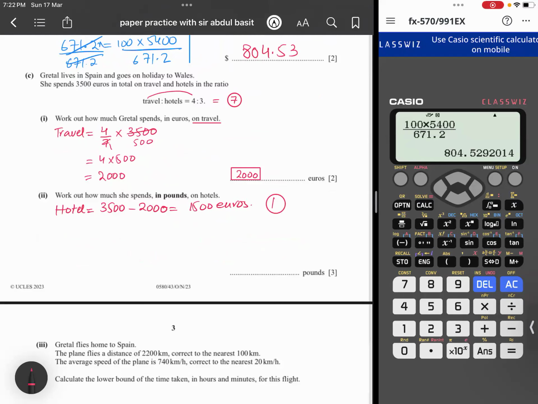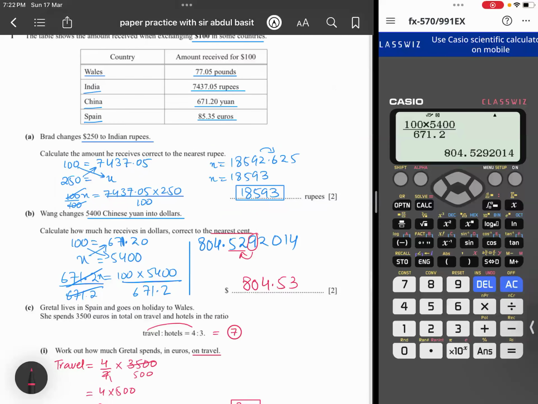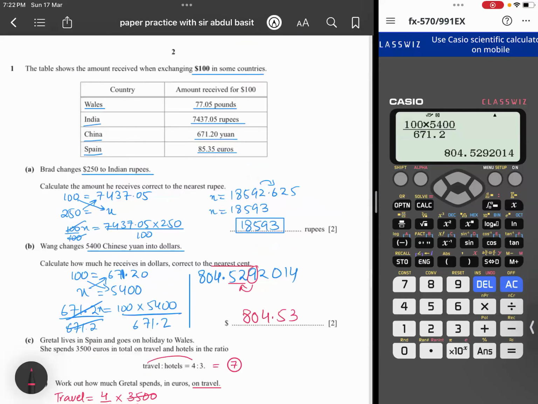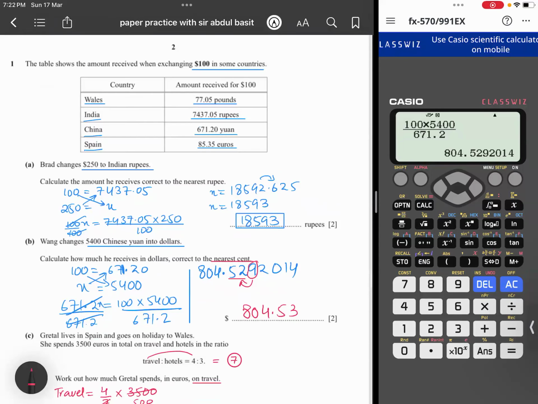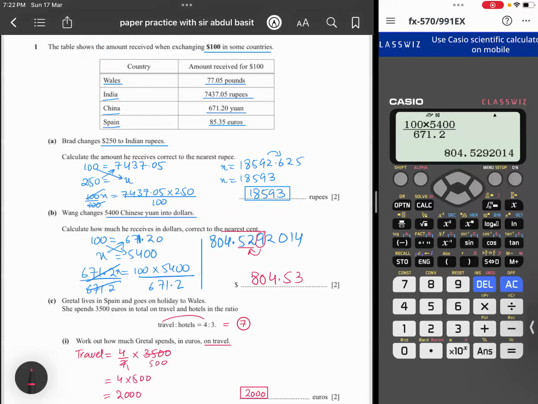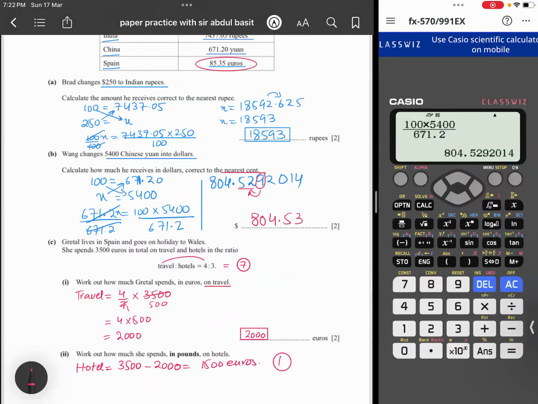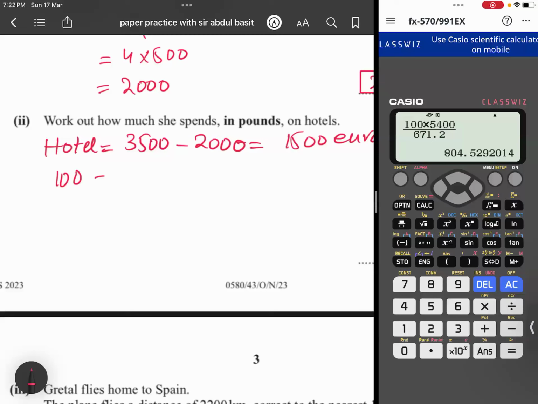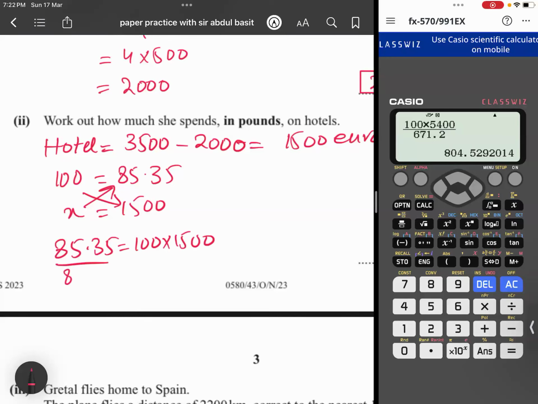Then we need to convert this 1500 euros into pounds. So first of all, we need to convert this into dollars, euros to dollars, and then dollars to pounds. We know we have a euro to dollar rate that $100 equals 85.35 euros. So 1500 equals X. First of all, convert the currency into dollars. So 85.35 times X equals 100 multiplied by 1500, divided by 85.35.